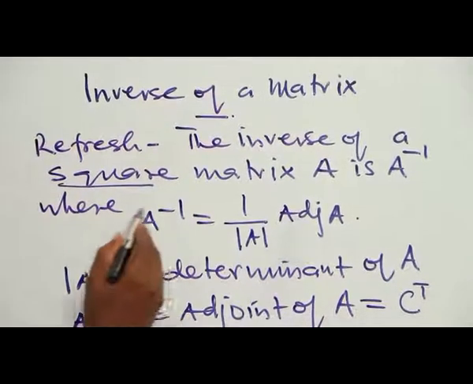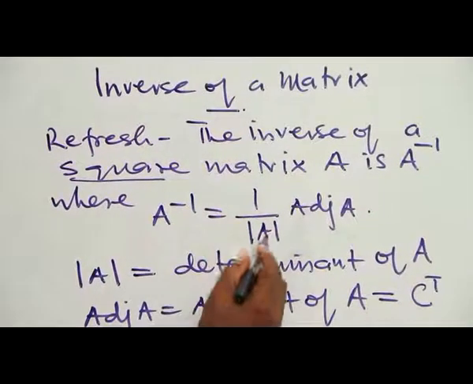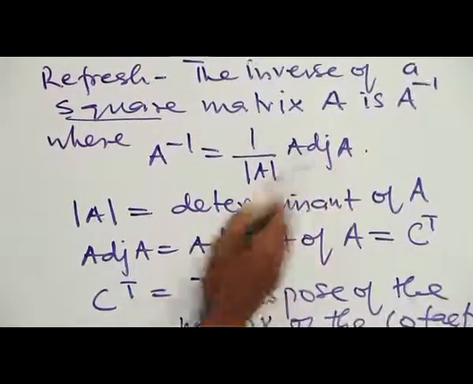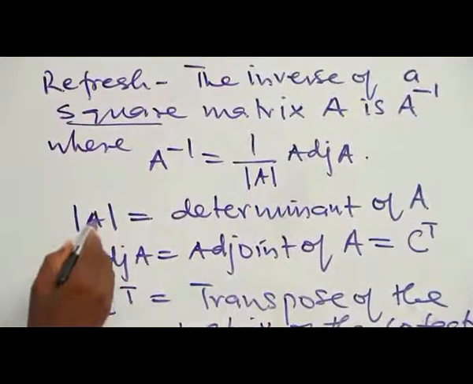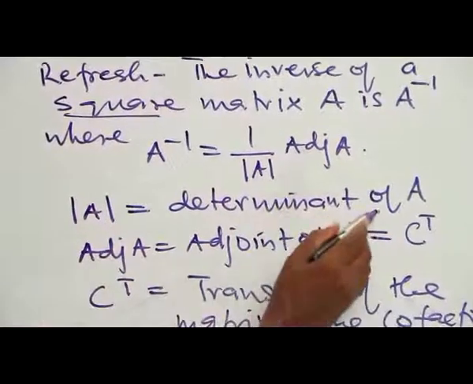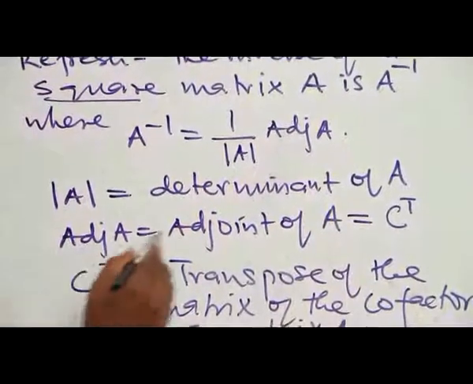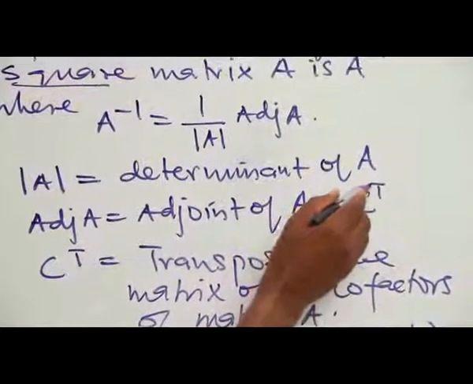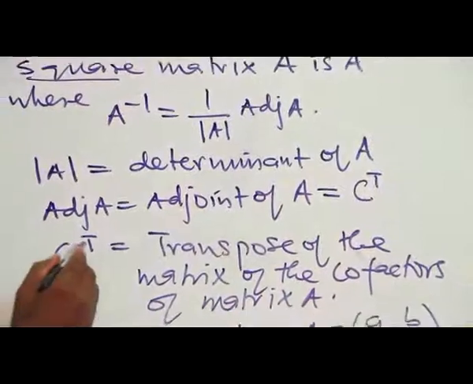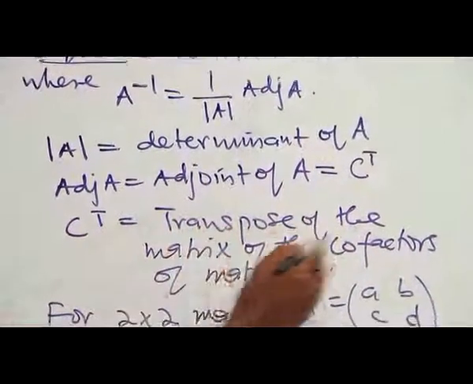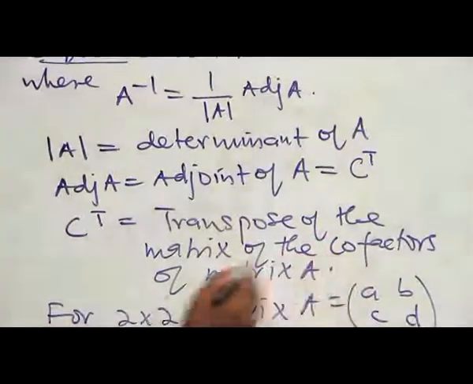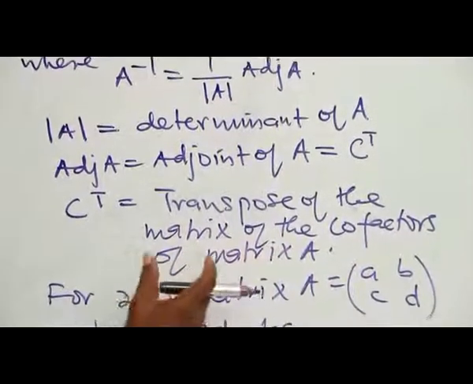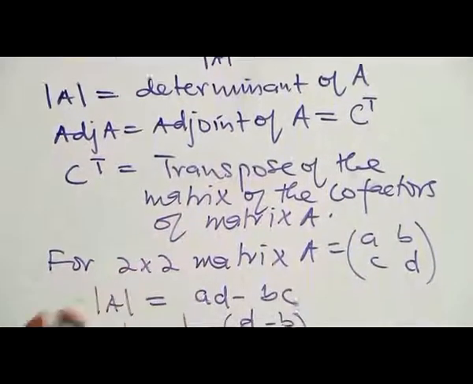Now, our inverse is actually equal to 1 all over the determinant of A times the adjoint of A. This means determinant of A, and this means the adjoint of A, which is the same thing as C transpose. The C transpose means the transpose of the matrix of the cofactors of matrix A. Now, we shall explain most of these with examples later.